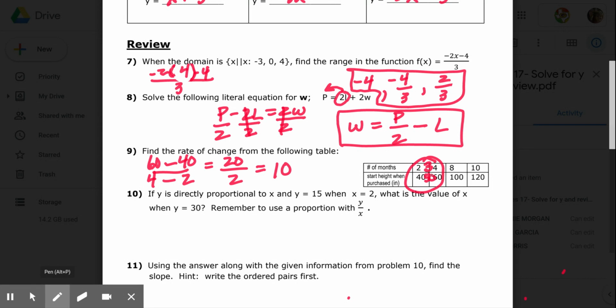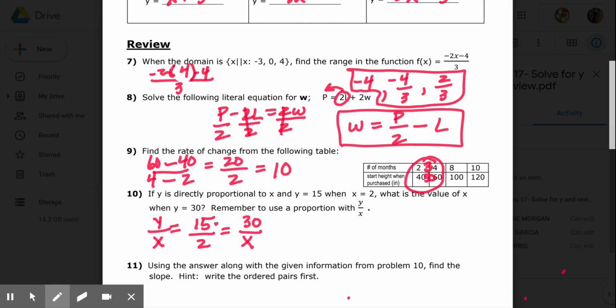Number 10, if y is directly proportional to x, so remember, y over x. And y is 15, so this will be 15 over when x is 2. Says, what is the value of x? So we want to know what x is down here when y is 30. There's all kinds of ways to do this one. You could go like 15 times what gives us 30? Well, that's 2. So 2 times 2 is 4. So x would be 4.